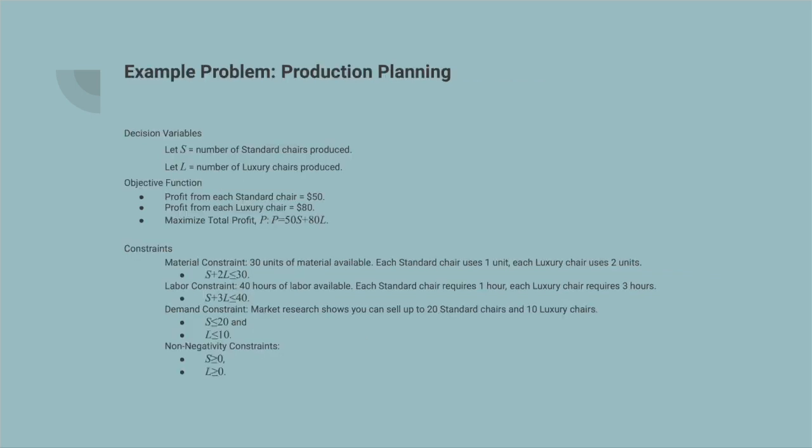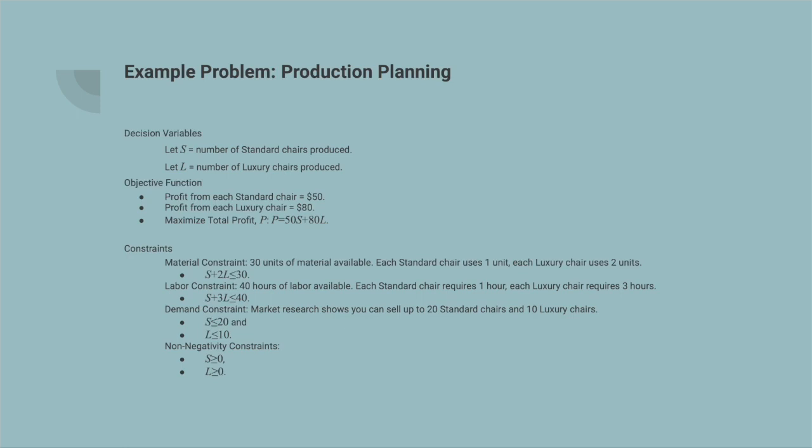Alright, now let's consider a simple example. Imagine you run a factory producing two types of chairs, a standard and luxury, and your goal is to maximize profit. So in this case, decision variables are going to be S, number of standard chairs produced, and L, number of luxury chairs produced. In the problem, it says that the profit from each standard chair is $50 and profit from each luxury chair is $80. So maximum total profit is going to be P equal to 50S plus 80L.